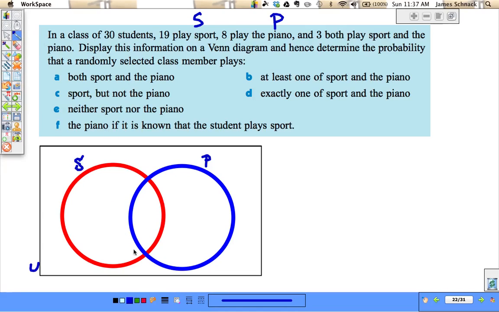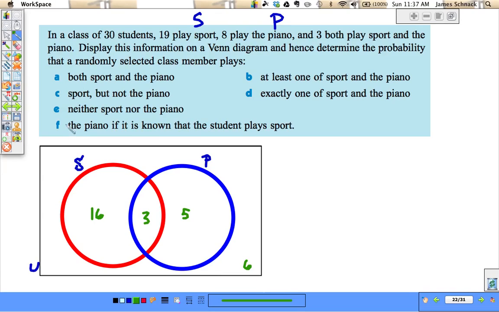Alright, so here we go. Let's run through this quickly. 3 play both, that goes on the inside. 30 total, 19 play sports. So if 19 total play sports, that means that this needs to be 16. 18 total play the piano, this needs to be 15. How many is that total? That is 24. 16 plus 3 plus 5, 24 total. The entire universal set has 30. That means that 6 people do not participate in either.